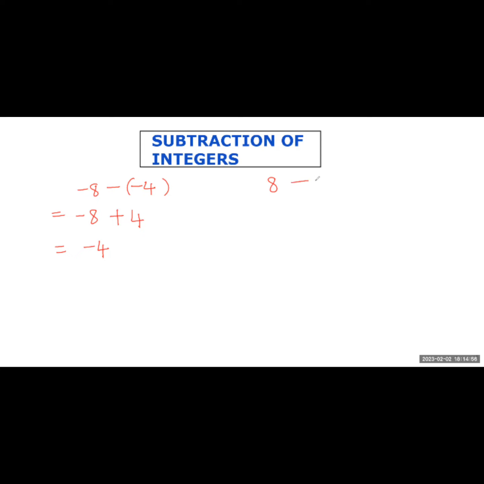So what happens if I have positive 8 minus minus 4? Again, the minus minus is going to become a plus. 8 plus 4. And that gives me 12. Okay, 8 plus 4 is just, I have 8, I have 4 more, and now I have 12.